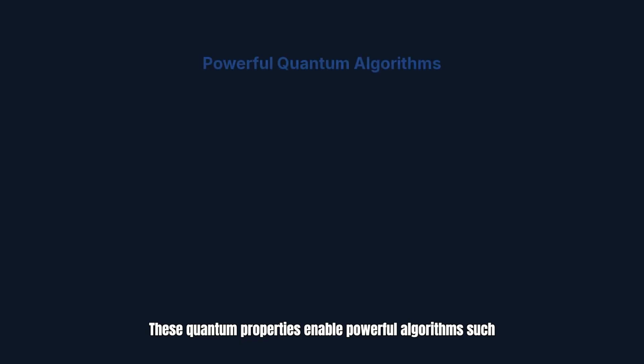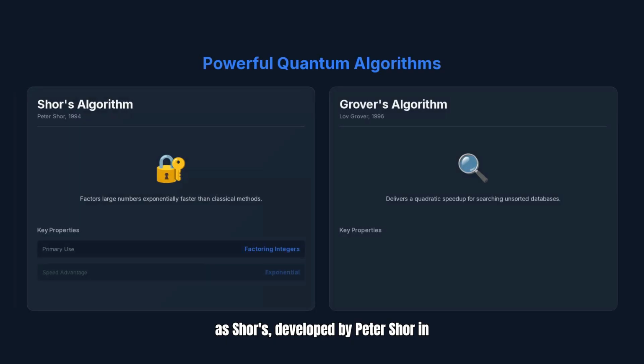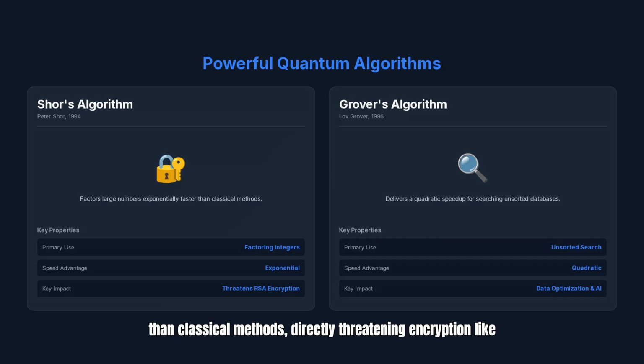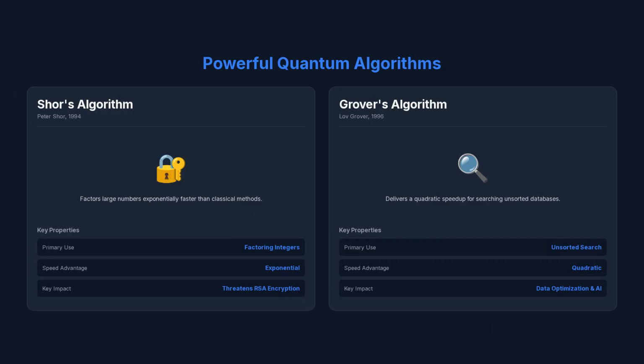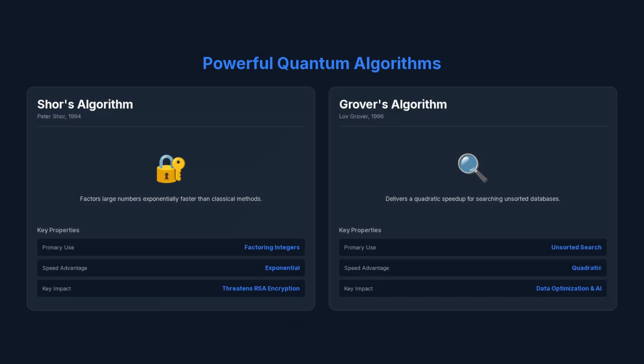These quantum properties enable powerful algorithms such as Shor's, developed by Peter Shor in 1994, which factors large numbers exponentially faster than classical methods, directly threatening encryption like RSA that depends on factorization difficulty. Grover's algorithm, created by Lov Grover in 1996, delivers a quadratic speedup for searching unsorted databases, proving invaluable for optimization, artificial intelligence, and vast data searches.